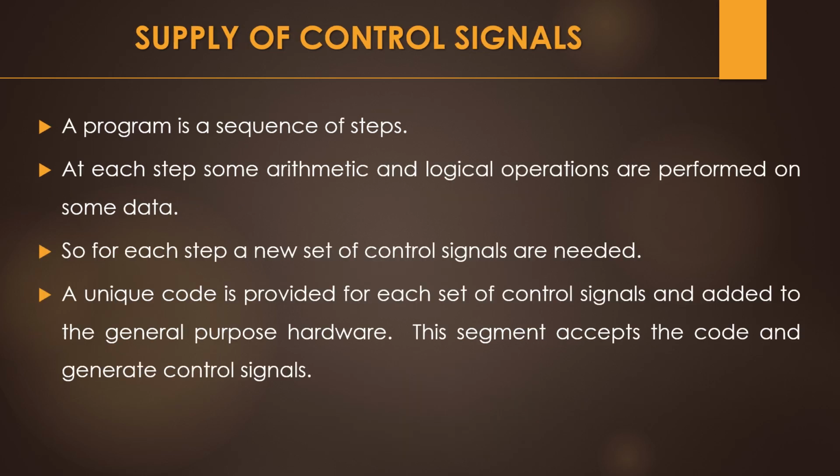So, supply of control signals. As I said in the previous slide, a program is a sequence of steps. At each step, some arithmetic and logical operations are performed on some data. So, for each step, a new set of control signals is needed. A unique code is provided for each set of control signals and added to the general purpose hardware. This segment accepts the code and generates the control signals.